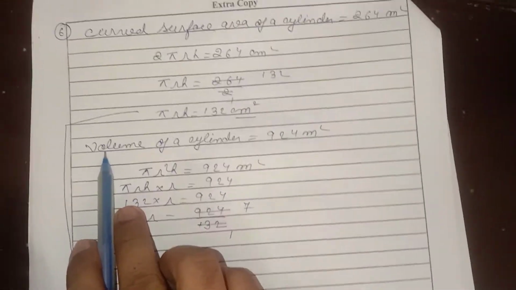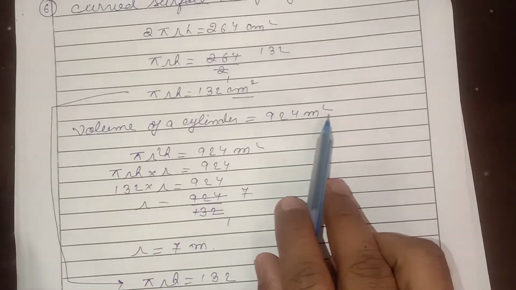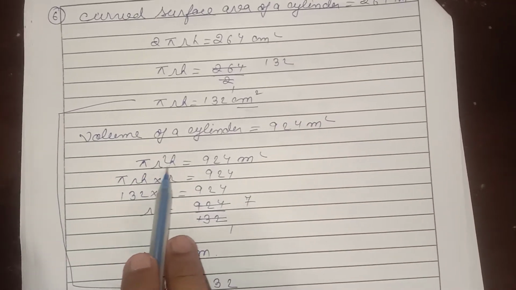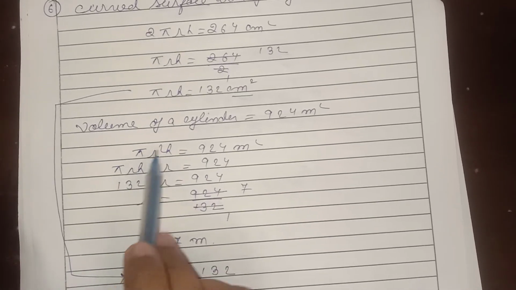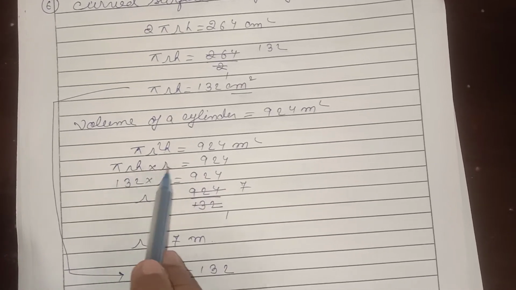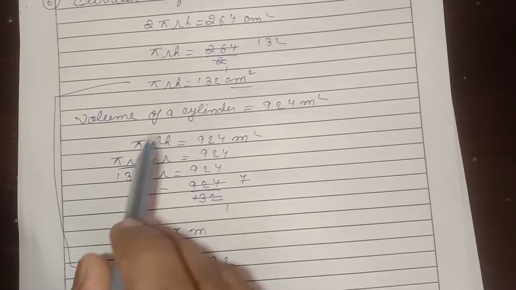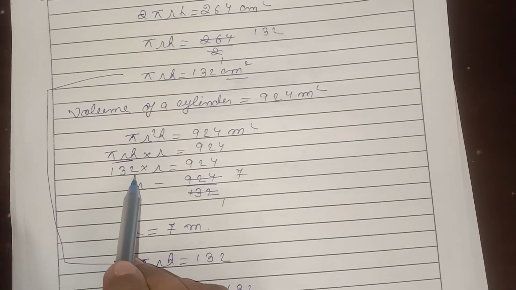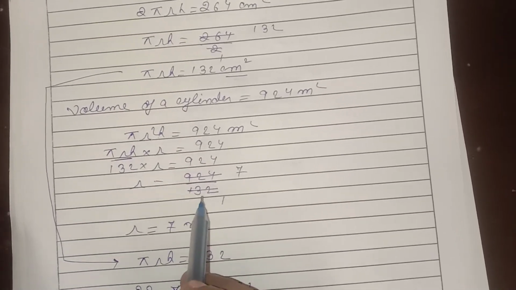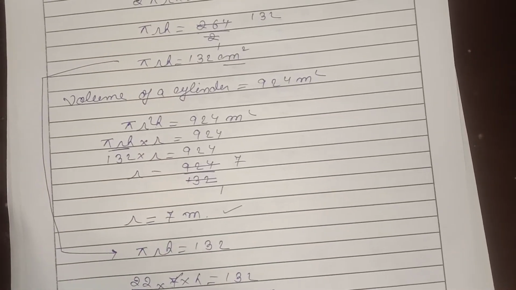Now, on the other side of your question, the volume of a cylinder is given as 924 meter square, and volume means pi r square h is equal to 924. This r square we can write as r twice, and here this place pi r h is given as 132, so write here 132. Here it is multiplying, so the other side will divide, and the value of r you get is 7 meter.